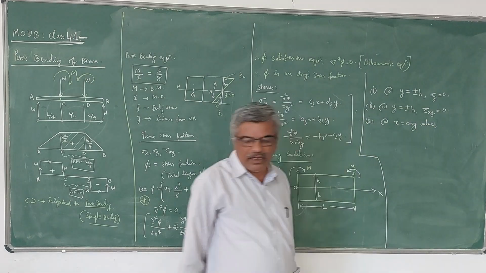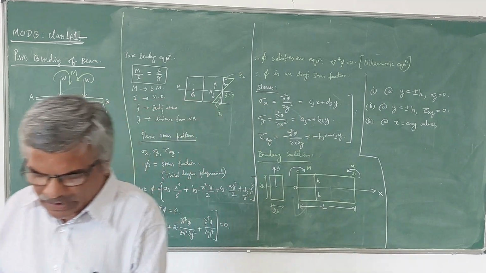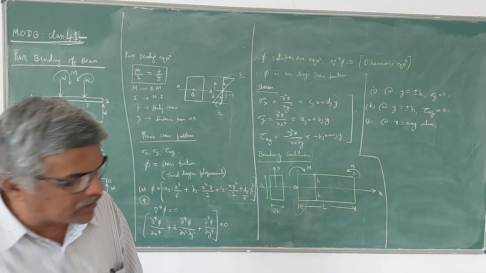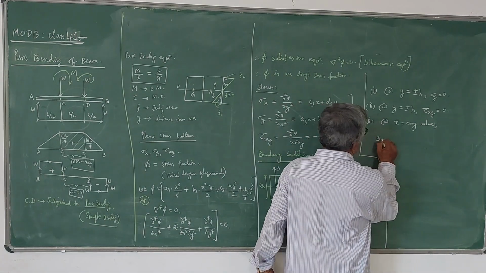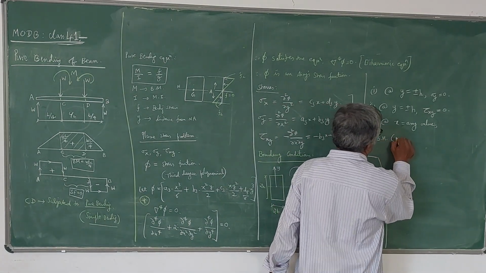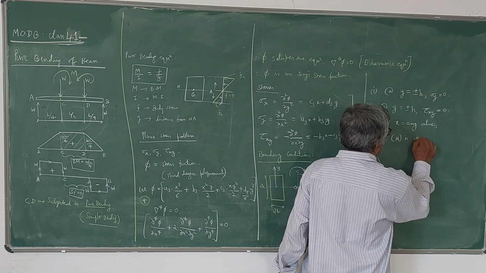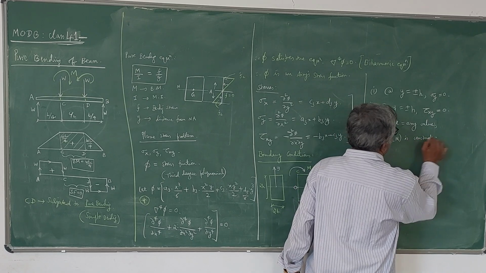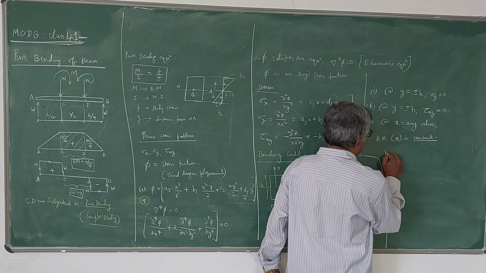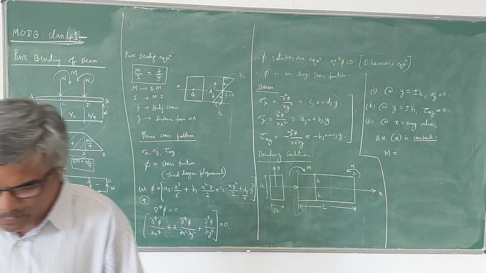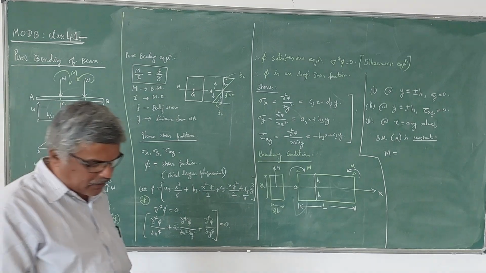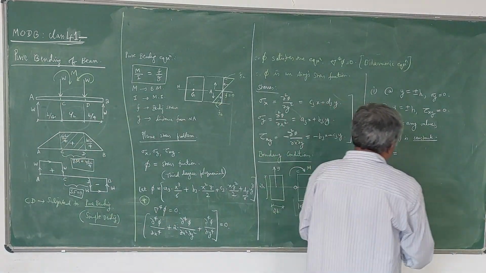at x is equal to any value. So what I can write here is, bending moment M is constant. We know that from here to here bending moment is constant. Bending moment, that is M, is constant. Now let us write the expression for bending moment. So bending moment is given by, now we have to understand this expression. I will write the expression, then I will explain.